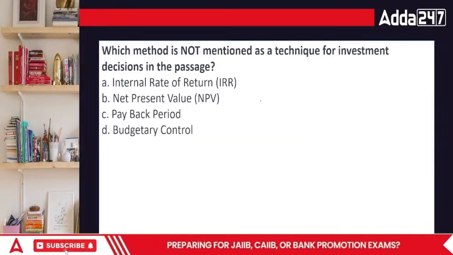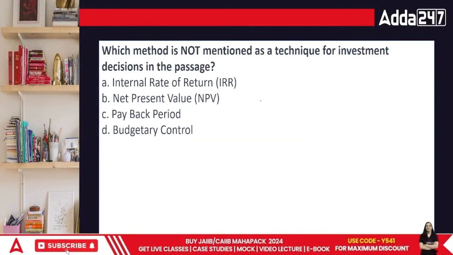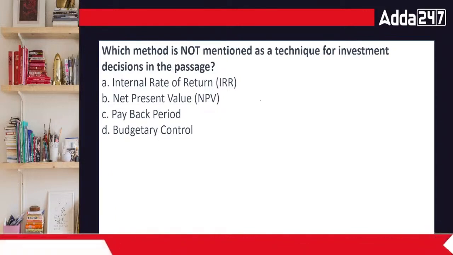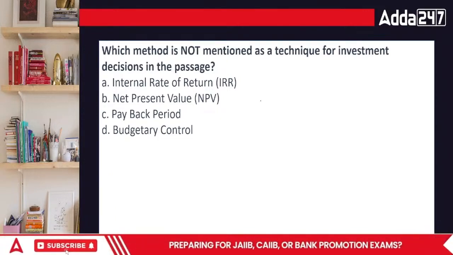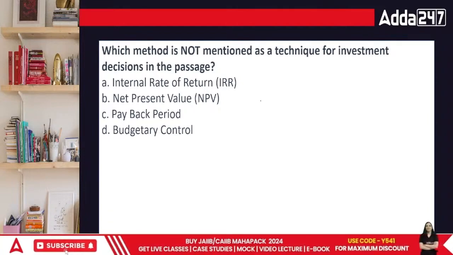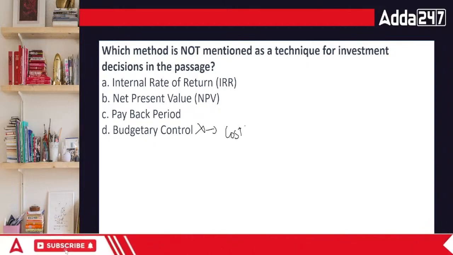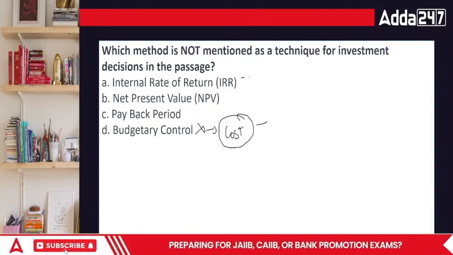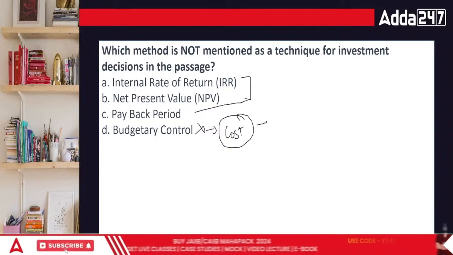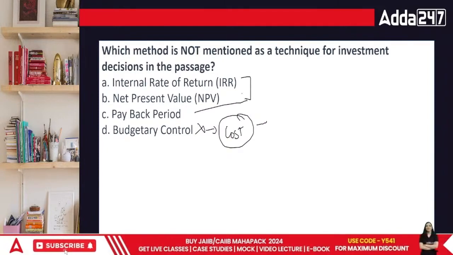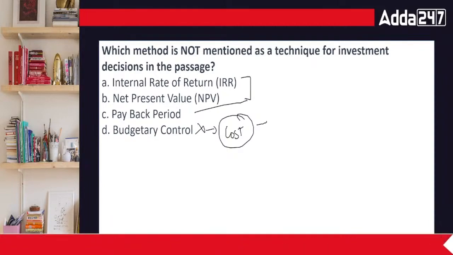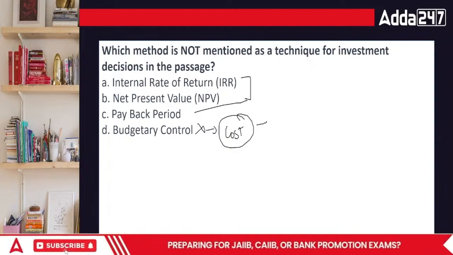Then next question: which method is not mentioned as an investment appraisal method? NPV, IRR, payback period, or budgetary control? In this case, there's one point which is definitely wrong, that is budgetary control. It's a separate topic. You will be covering it under costing. These three are covered under capital investment decisions. So technically, this is wrong. The payback period is not the point.